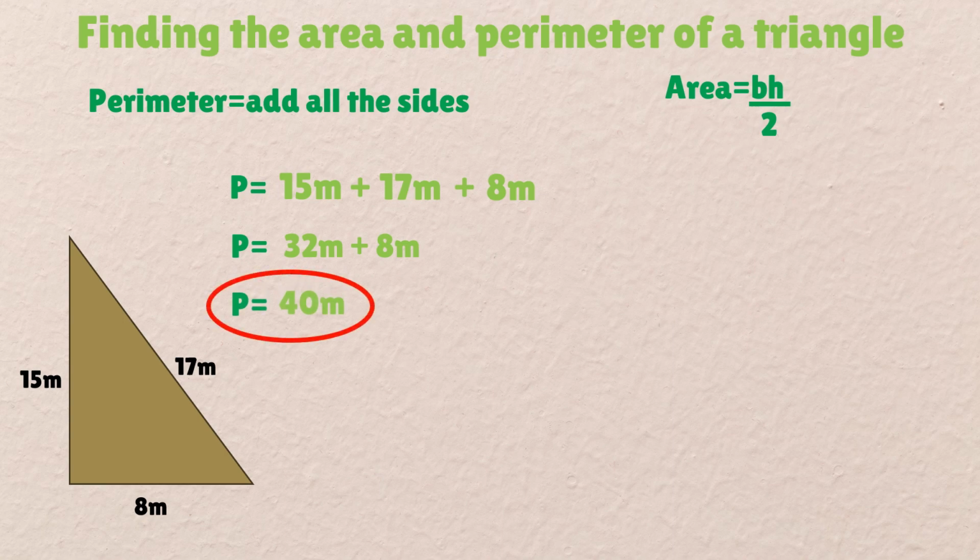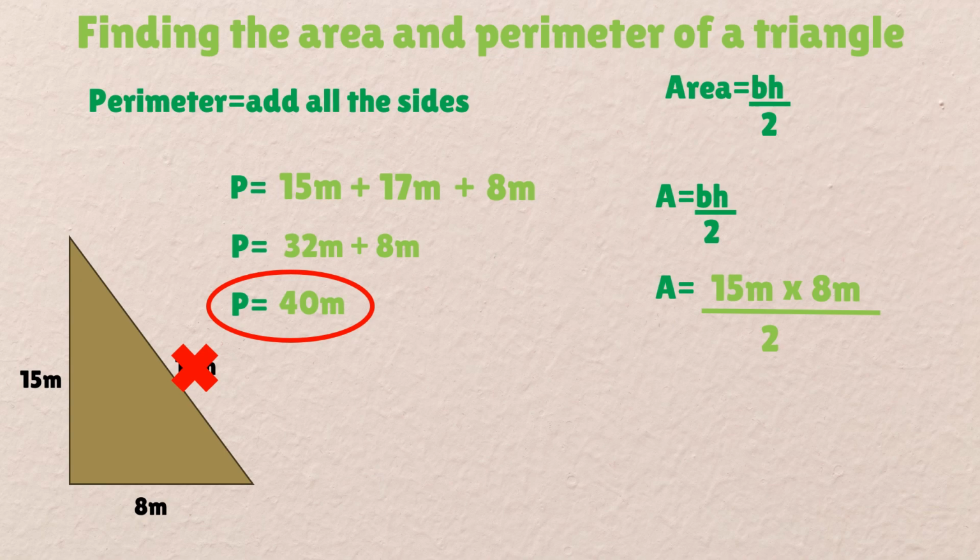Now we can move on to finding the area of this triangle, and we can start by writing out the formula. So area equals base times height divided by 2. Let's plug in the base and height. Now we're going to use 8 meters for the base and 15 meters for the height. We do not need these 17 meters in order to calculate the area.